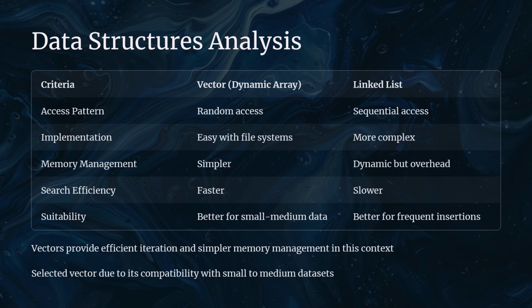Also, search efficiency is faster in vectors and slower in a linked list, as we have to go through sequentially and visit every node in the list. As for suitability, vectors are better for small and medium data, but a linked list is better for frequent insertions. We are selecting vectors because they provide effective iteration and simpler memory management in this context. Selected vectors due to their compatibility with small and medium data sets as well.